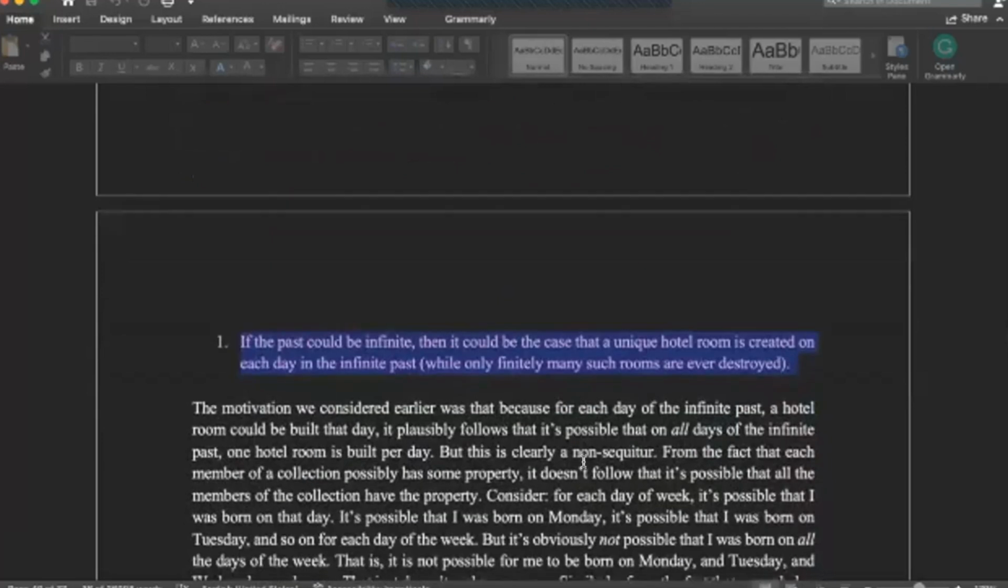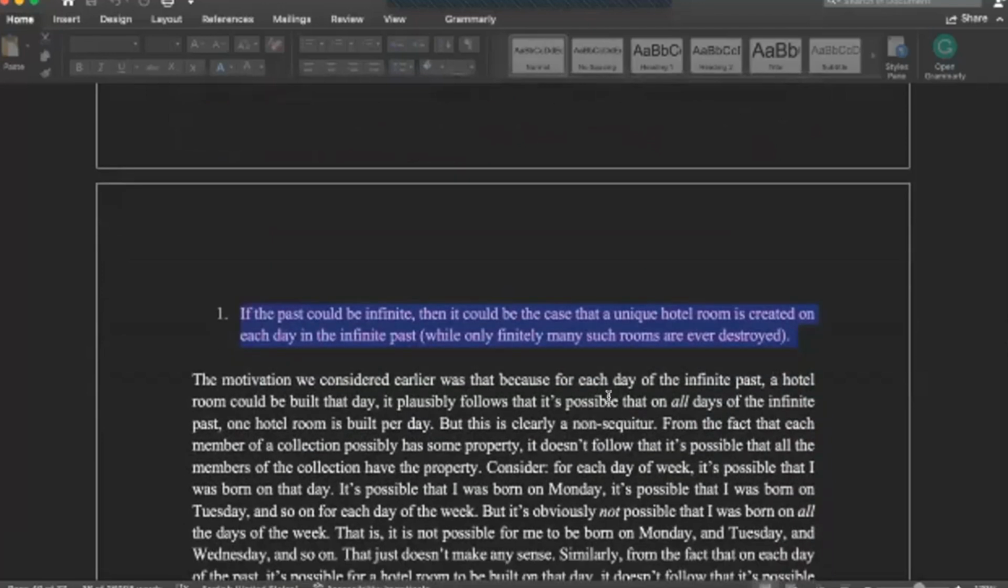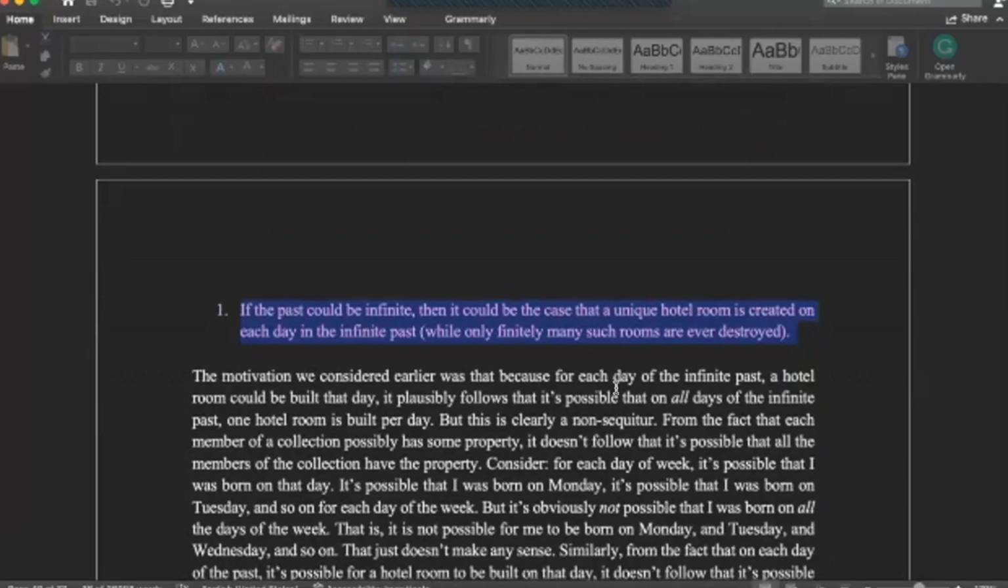Now, the motivation we considered earlier was that because for each day of the infinite past, a hotel room could be built on that day, it plausibly follows that it's possible that on all days of the infinite past, one hotel room is built on that day. But this, of course, is clearly a non sequitur, right? From the fact that each member of a collection possibly has some property, it doesn't follow that it's possible that all the members of the collection have the property, right?